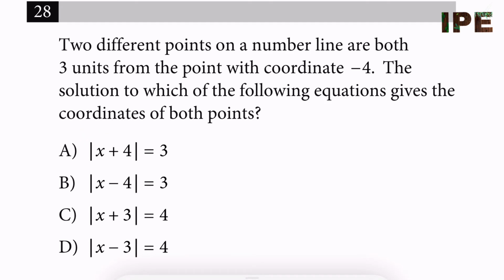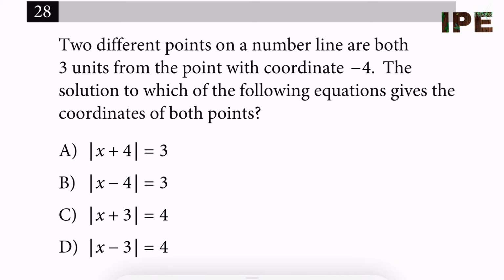D. Two different points on a number line are both 3 units from the point with the coordinate negative 4. The solution to which of the following equations gives the coordinates of both points?